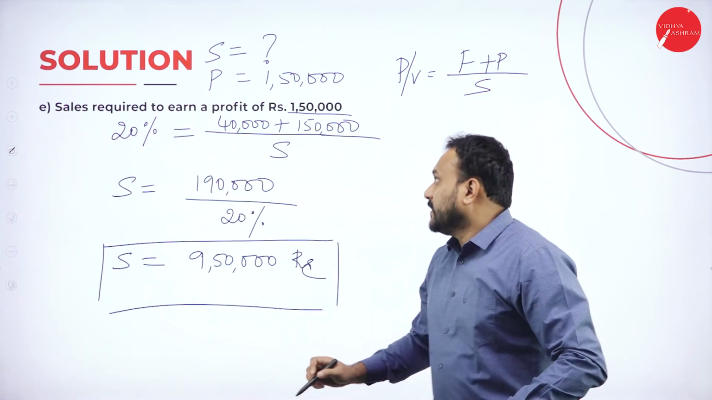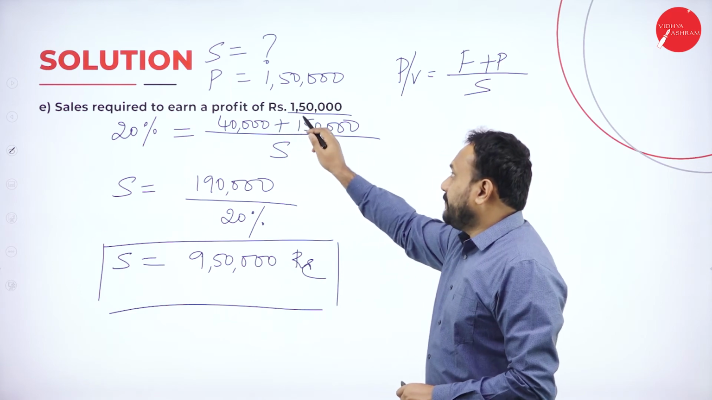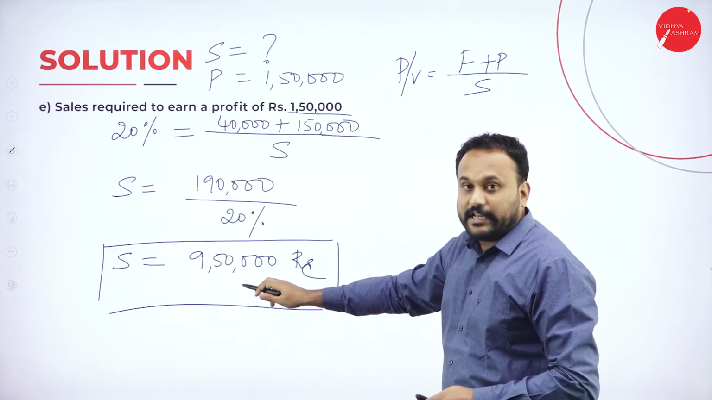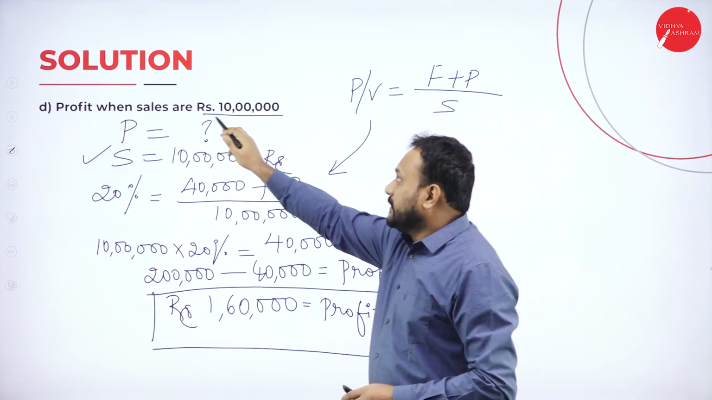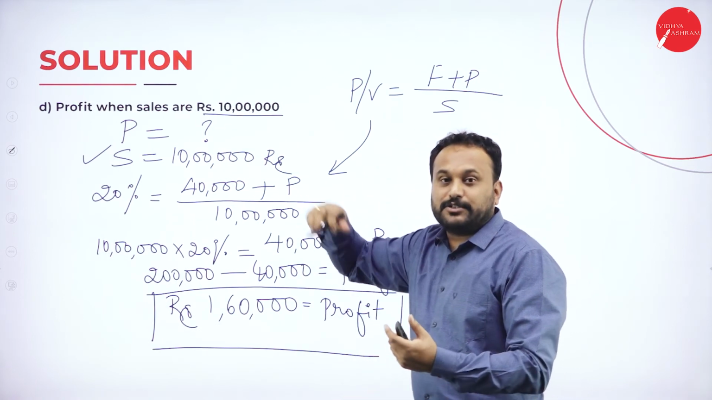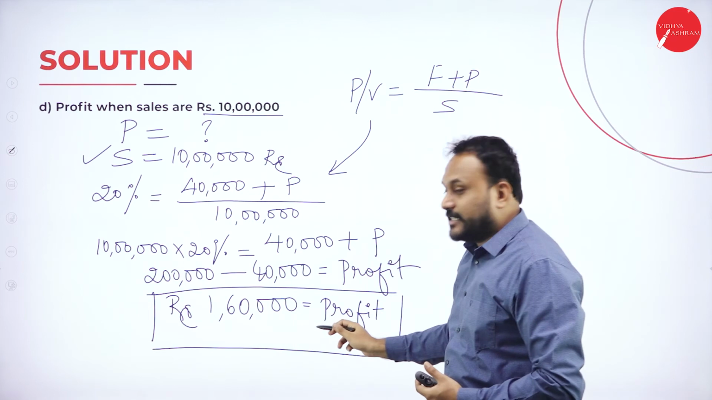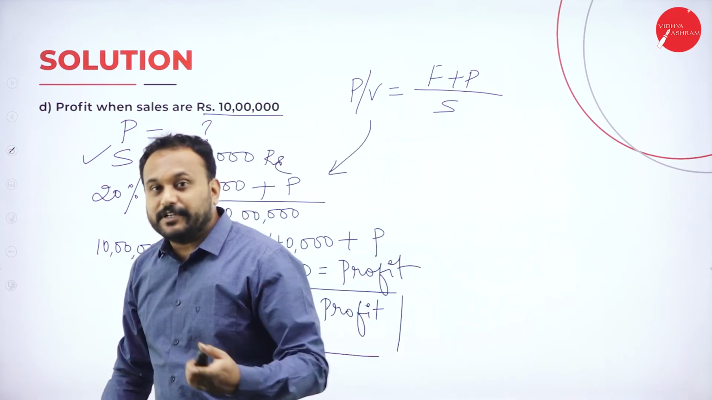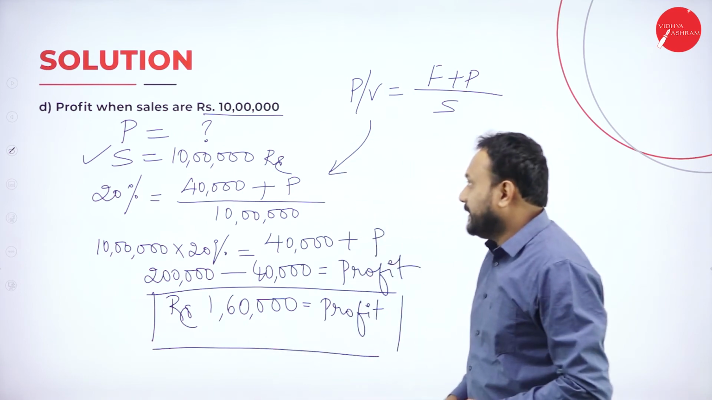So here only you can find the differences. Understand? Profit, if it is 1,50,000, how much is the sales? We got 9,50,000. Now understand here. 10 lakh was a sale. So how much was our profit? 1,60,000. So for every 50,000, it is 10,000 is what the profit is, right? So let's go with the next one.